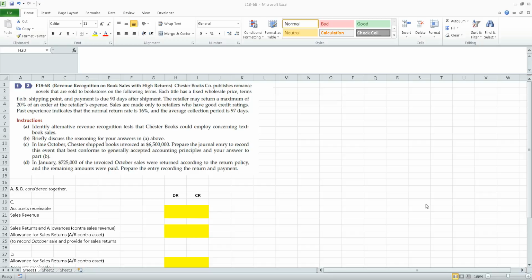Okay, we're working on exercise 18-6B. So here's the story. We've got a bookseller. This bookseller publishes romance novels that it sells to bookstores, and when it sells the book to the bookstore, the sale is made with the following terms: FOB shipping point, which basically means that the title transfers to the buyer at the time the products are shipped.